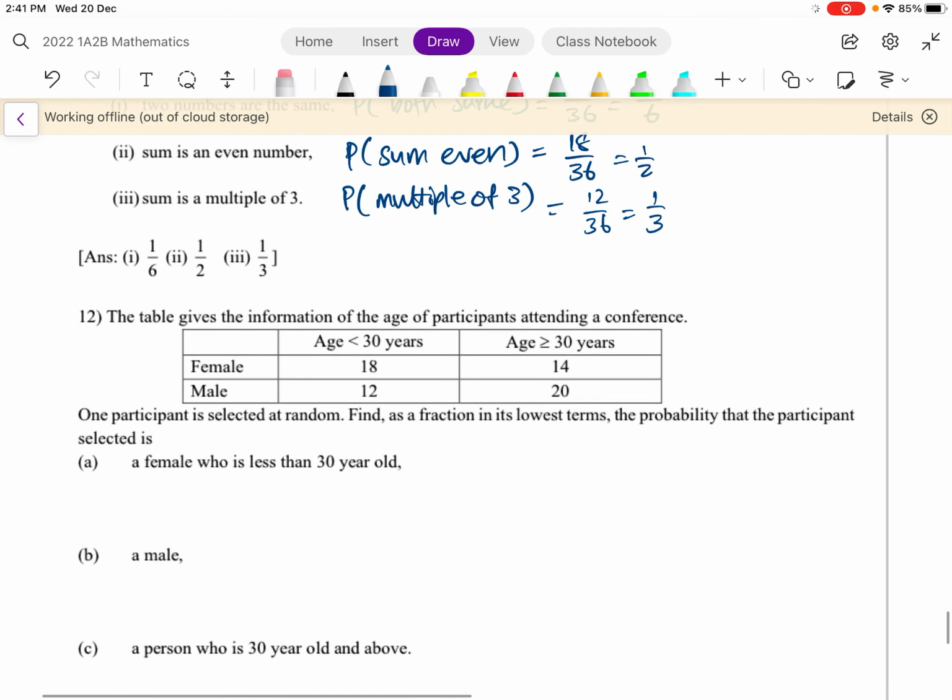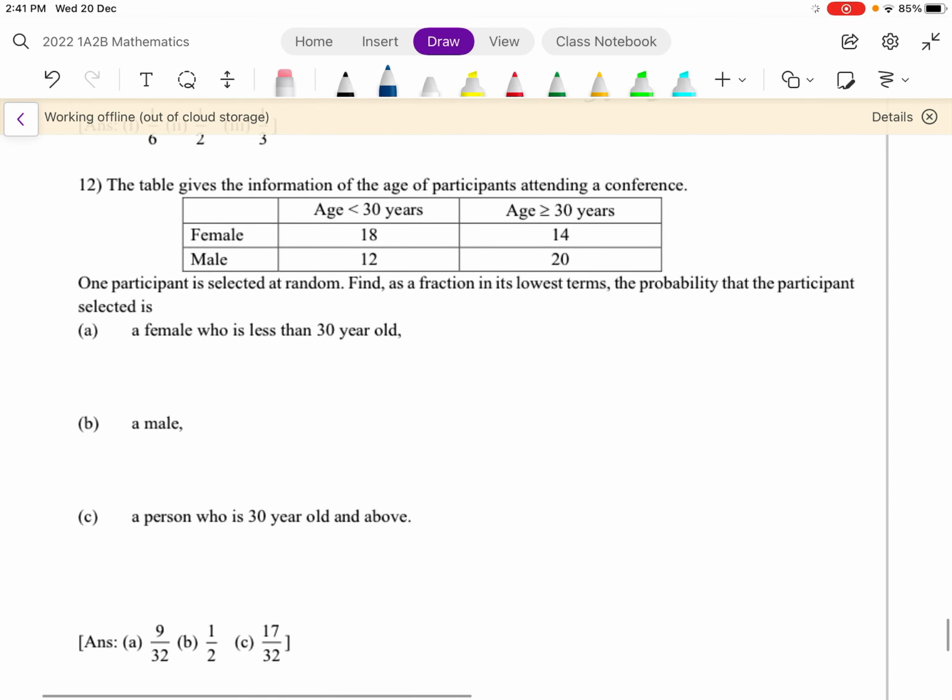And we move on to the last question. So this is the information of the age of participants attending a conference. We've got male and female. Out of the male and female, we've got people of different ages. Less than 30 years, very young people: 18 females, 12 males. More than or equal to 30 years old: 14 females, 20 males.